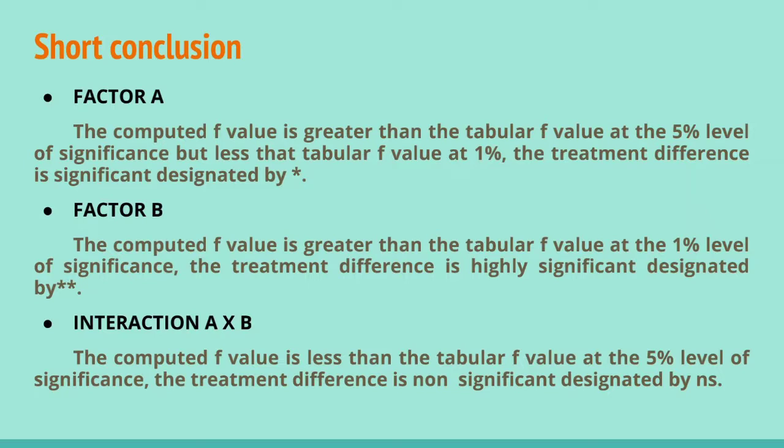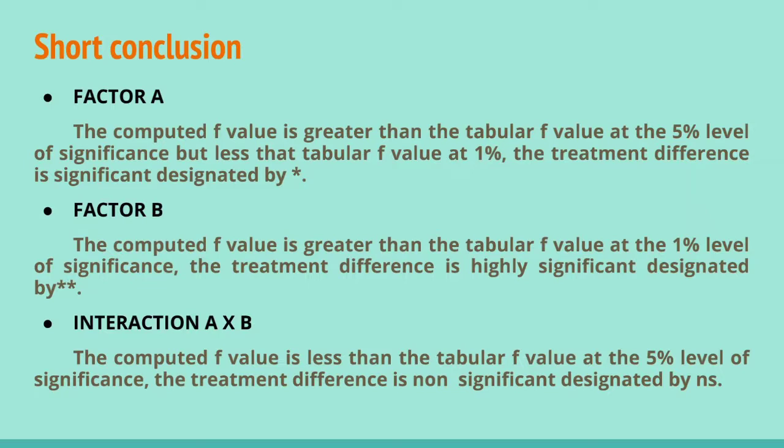Lastly, we will be finding out the treatment difference of the interaction effect. The computed F value of the interaction, that is AXB, compared to its tabular F value is less than the tabular F value at 5% level of significance. Therefore, the conclusion would be the computed F value is less than the tabular F value at the 5% level of significance. Therefore, the treatment difference is non-significant, designated by NS. Those would be our conclusions.